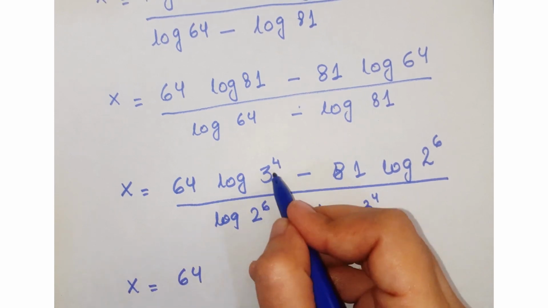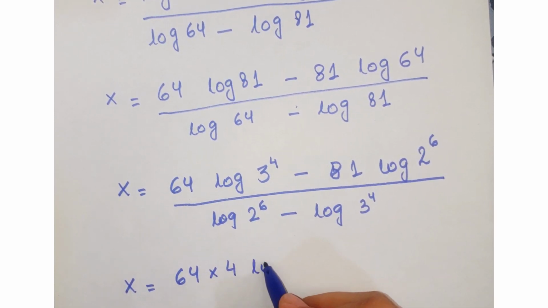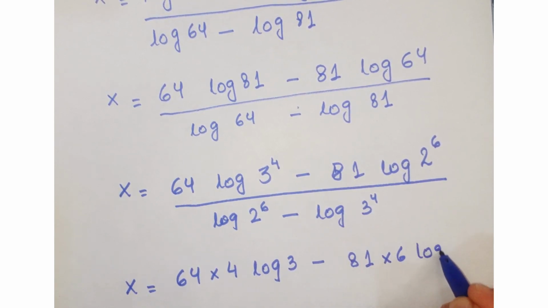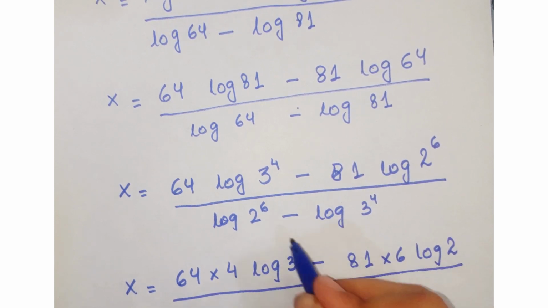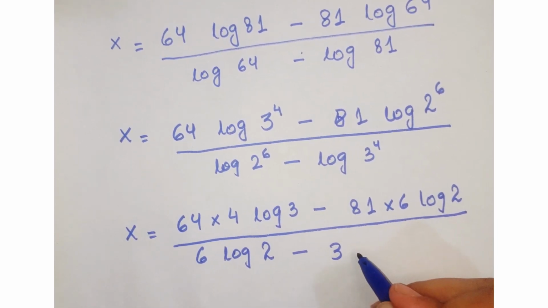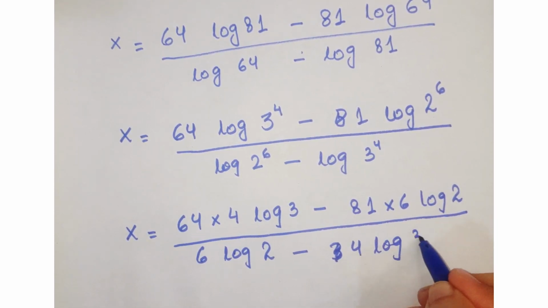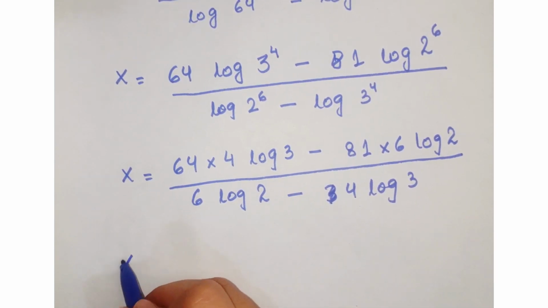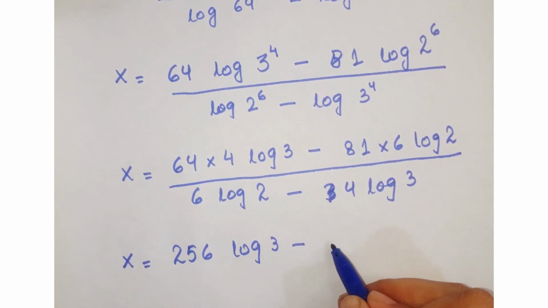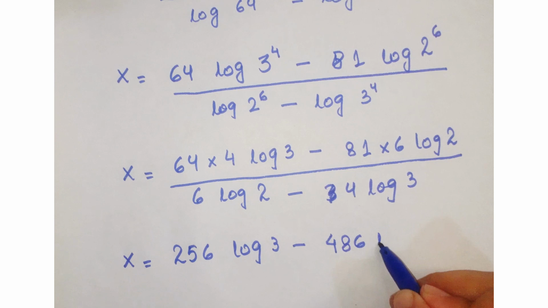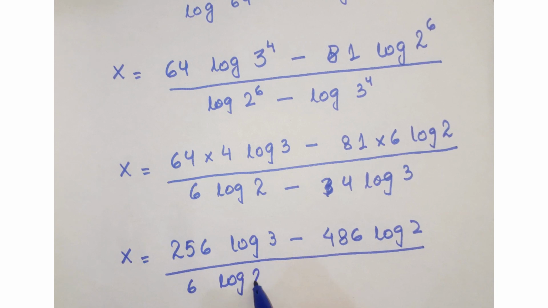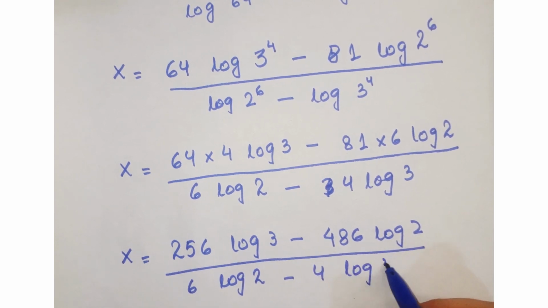Write it as 64, just move this 4 here. So you get here log of 3 minus 81 into 6 log of 2 upon 6 log of 2 minus 4 log of 3. Further, this is x is equal to 256 log of 3 minus 486 log of 2 upon 6 log of 2 minus 4 log of 3.